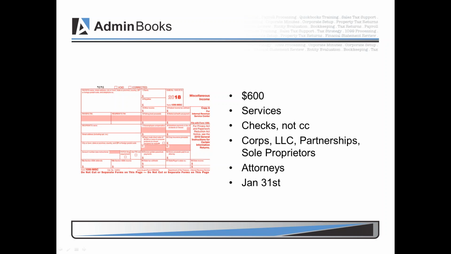for the calendar year. Now, attorneys are a different breed. All attorneys are required to get a 1099 regardless of their entity. And the form that you fill out is a 1099 miscellaneous, where you report the amount that you paid in box 7. Now, this form is due on January 31st.